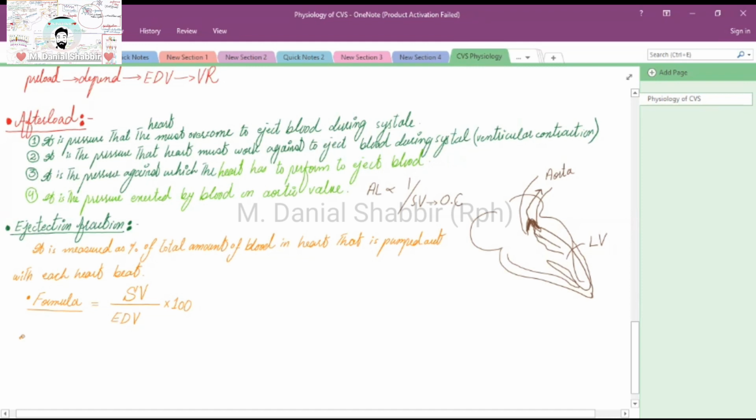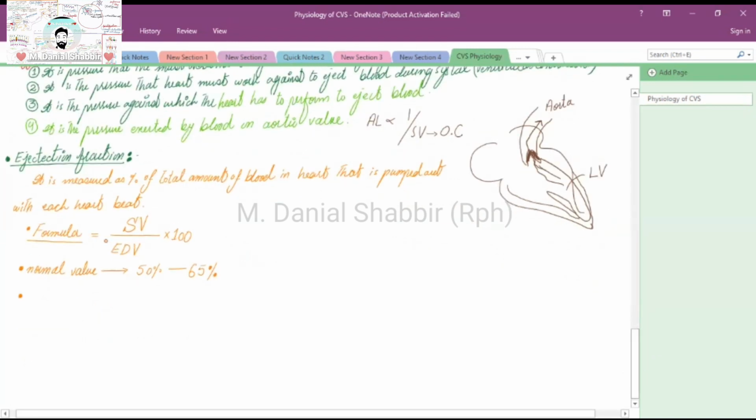एंड नॉर्मल वैल्यू कितनी होती है ejection fraction की? नॉर्मल वैल्यू ये होती है, इट इज फ्रॉम 50% to 65% ejection fraction, राइट. आप खुद भी करके देख सकते हो. स्ट्रोक वॉल्यूम और एंड डायस्टोलिक वॉल्यूम मल्टीप्लाइड बाय 100.